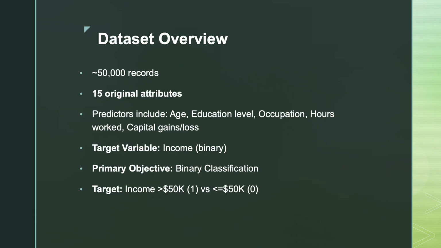First, talking about the dataset. This dataset has nearly 50,000 records and 15 attributes. Predictors include age, education level, occupation, number of hours worked, capital gain, capital loss, and few others. And the main target variable is income.